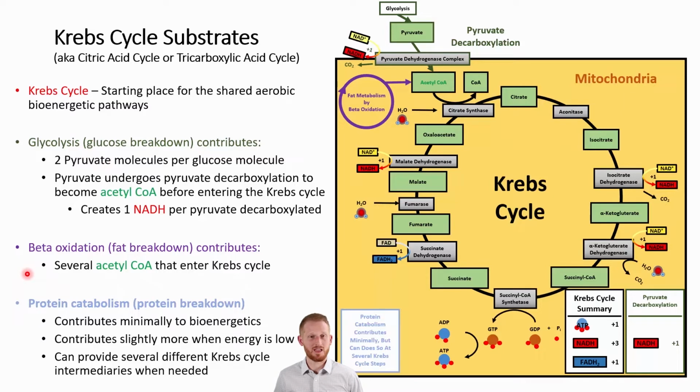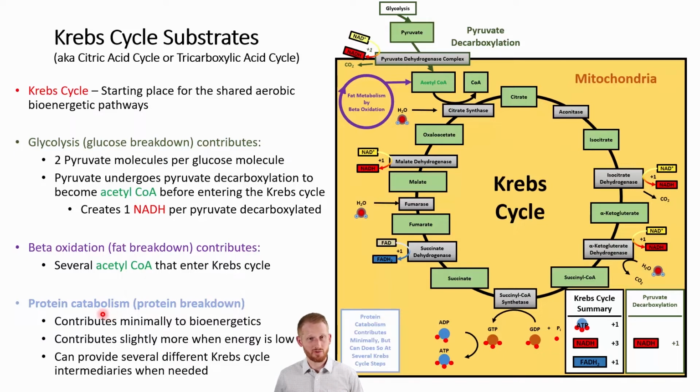If we are looking at fat, beta oxidation is the process of breaking down fat. It contributes to the Krebs cycle also through creating acetyl-CoA. So beta oxidation creates acetyl-CoA that does go into the Krebs cycle there.